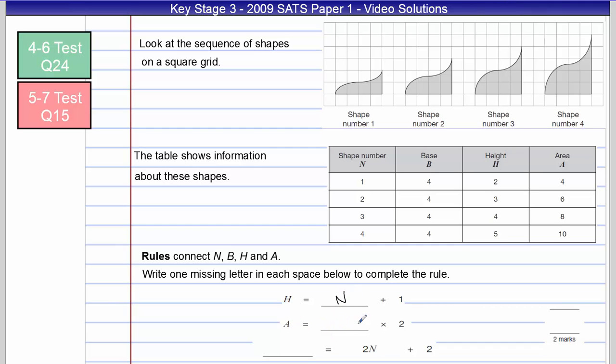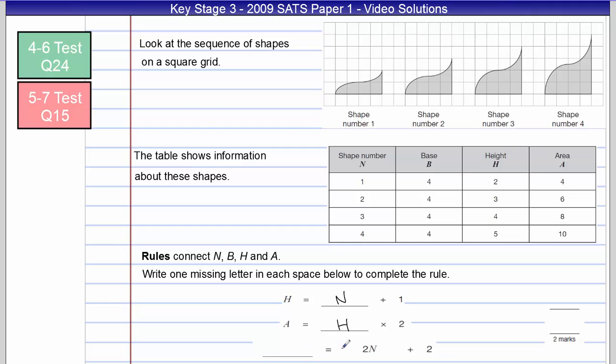It says A is something times 2. So it's saying which one do I have to times by 2 to get this number. And if you look at the H column, if you multiply each one of those by 2, you get A. So we'll say A is H times by 2.